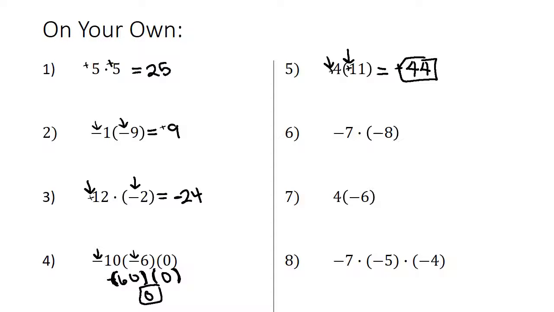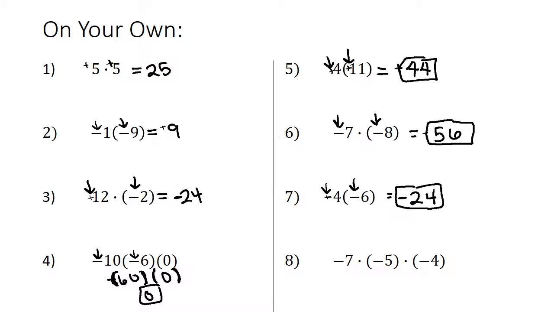For number 6, we can see we have 7 times by 8, which gives us 56. We have a negative times by a negative. Since there's the same sign, it's going to end up with a positive. So our answer is going to be 56. For number 7 here, we see that we have 4 times by negative 6. So 4 times by 6 is going to give us 24. And since this is negative and this is positive, we get a negative answer right here for negative 24.